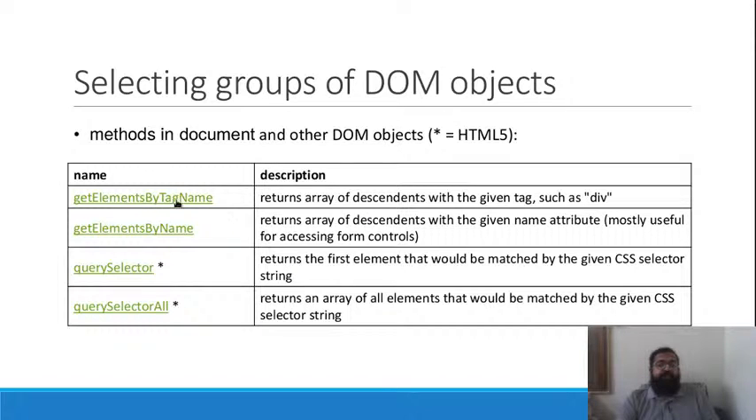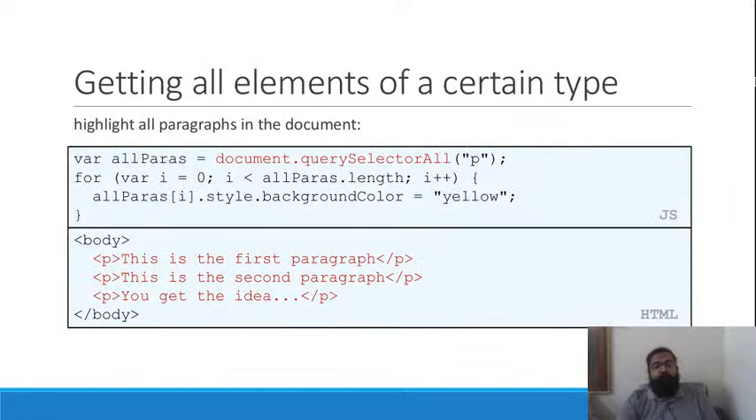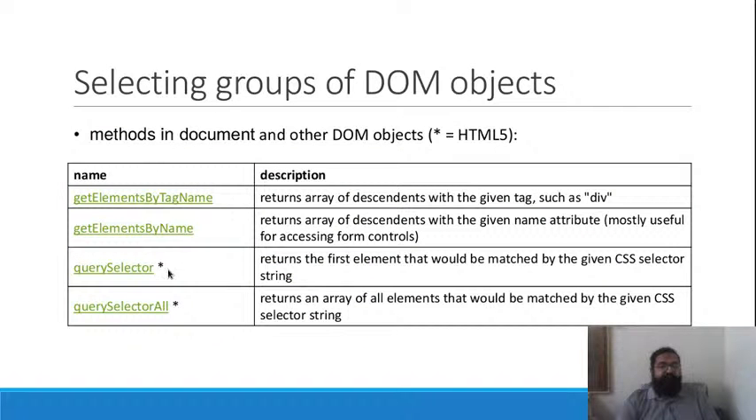So get elements by tag name, using the particular tag, returns an array of descendants with the given tag such as div. And you can use the method get elements by name, so that will return the array of descendants with a given name attribute, and it is mostly useful for accessing form controls. So you can select things by the tag name and the name, and so getting all the elements of a certain type.